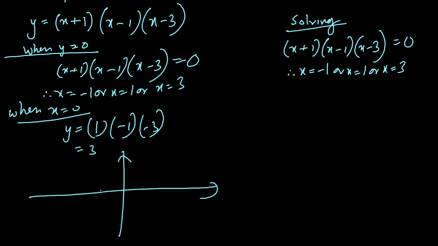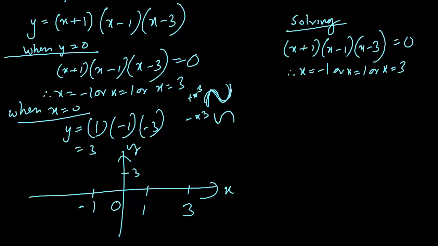So it cuts the x-axis at minus 1, 1, and 3. It's a sketch, it doesn't have to be that accurate. It cuts the y-axis at 3. And we know the shape, because if you multiply this out, x into x into x is x cubed. Plus x cubed looks like something like this, and minus x cubed looks like something like this. So you remember this shape. The shape would be like this.